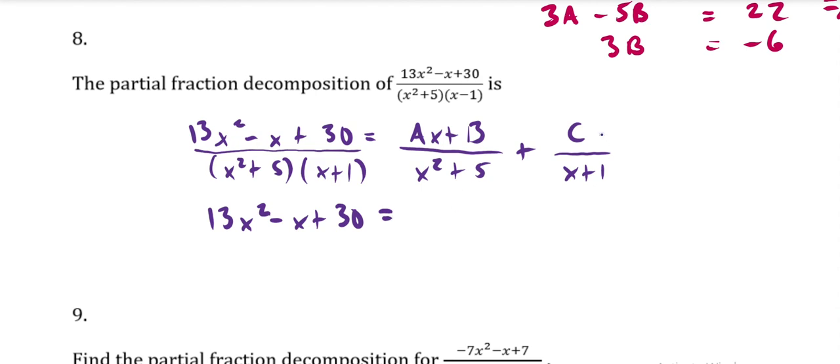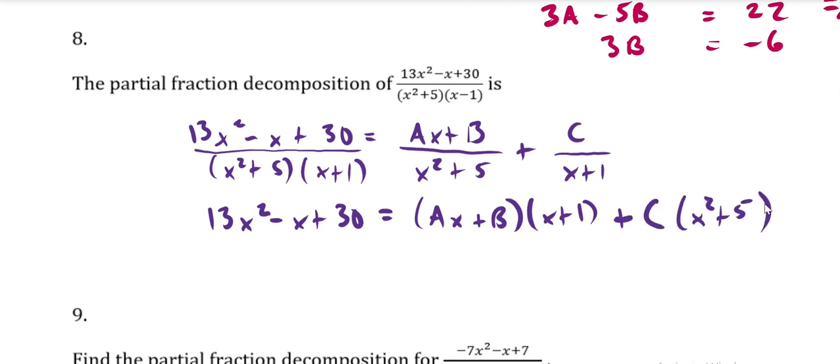And then on the right-hand side, the ax plus b will cancel the x squared plus 5, but x plus 1 will remain. And then correspondingly, for this c term, we're going to have the x plus 1 cancel and x squared plus 5 remains.